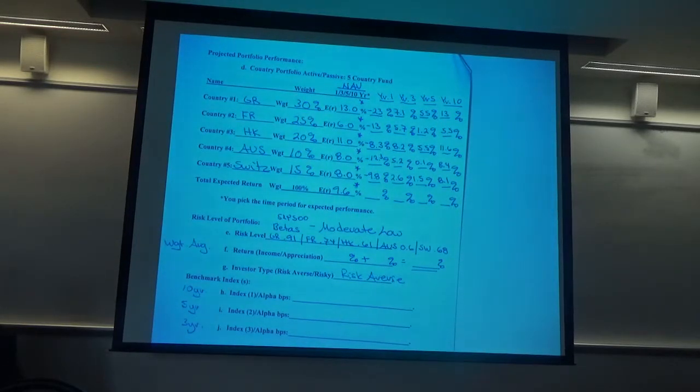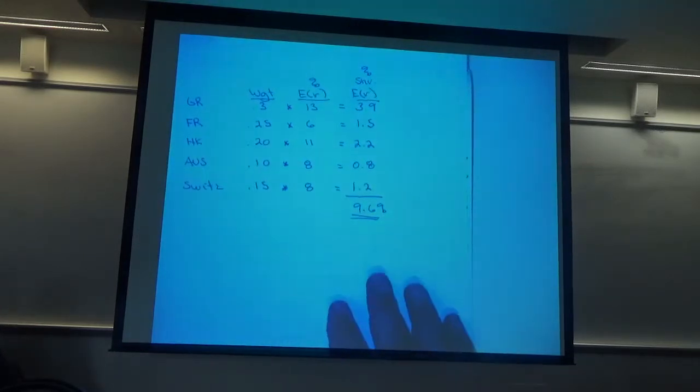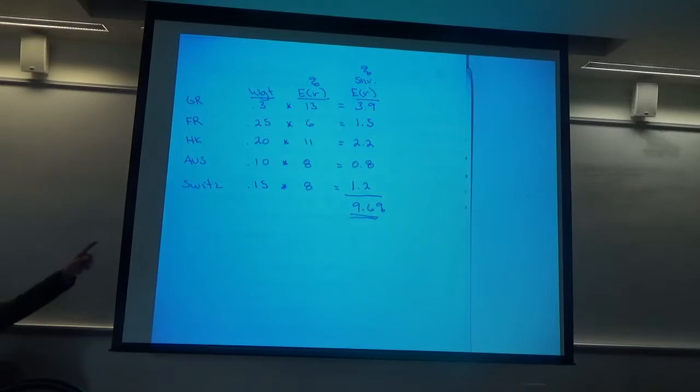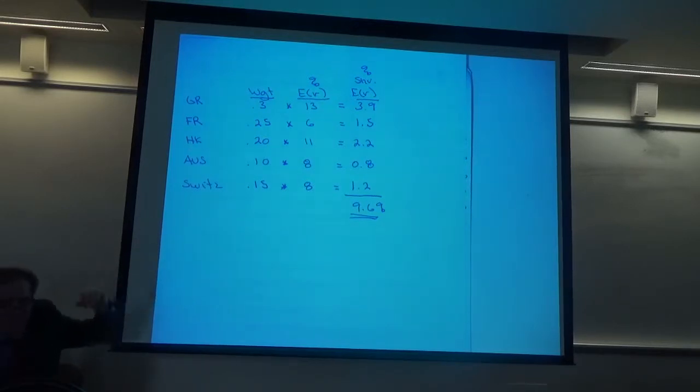I just did that quickly on a worksheet. You can do this in Excel. You basically have the country weights, which are your factors, your factor weights, or your factor tilts, if you want to call them that. That's a very popular term these days. And then I basically have the expected returns, the share of the expected returns, and then sum them up and got the expected return on the portfolio of 9.6%.